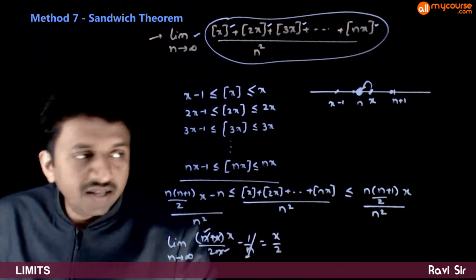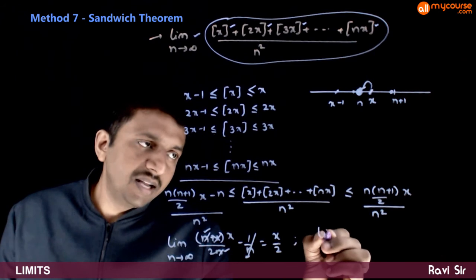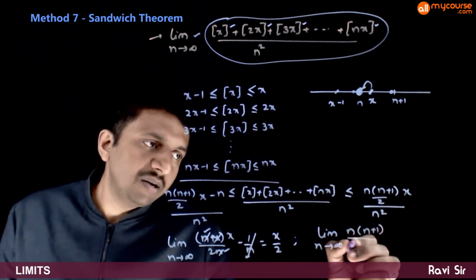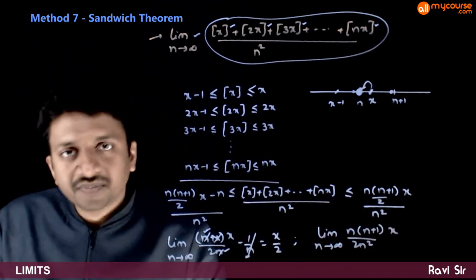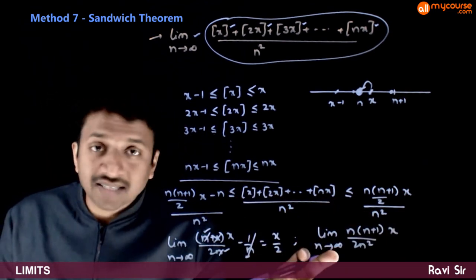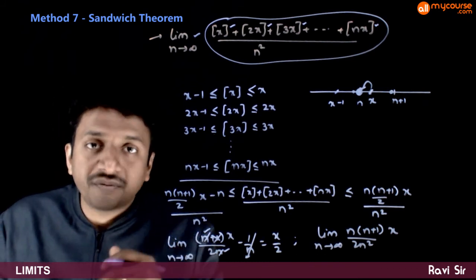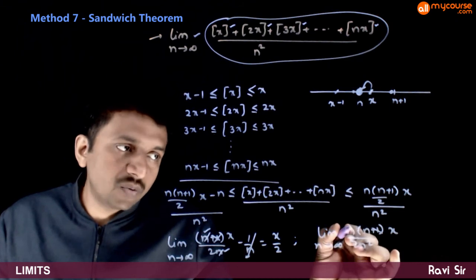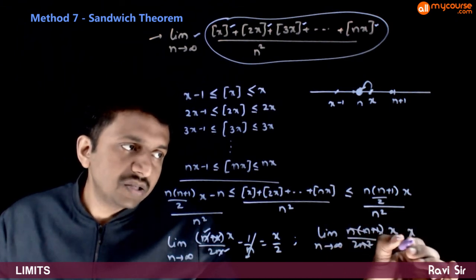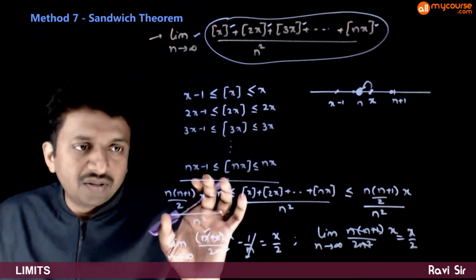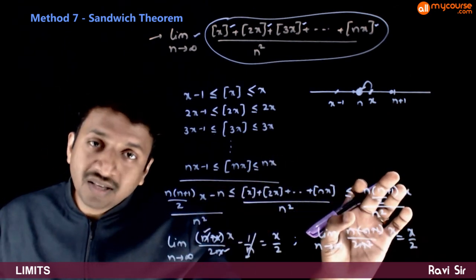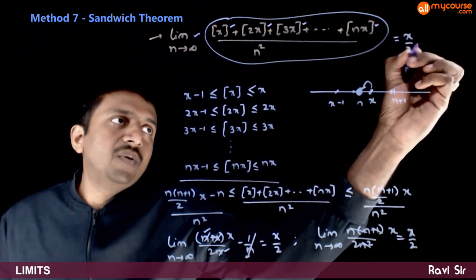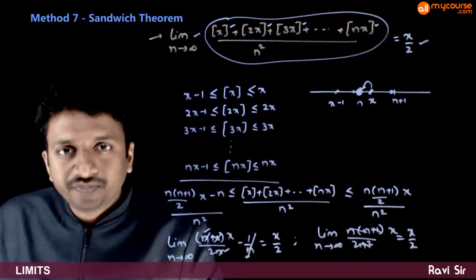Next let us go to this. Limit n tends to infinity n times n plus 1 by 2n square times x. Here also, as limit n tends to infinity, only the highest power of n matters. So this 1 can be neglected. So n square x by 2n square, and n square gets cancelled. So you're getting x by 2. So this limit is also x by 2. Hence the value of this limit will also be equal to x by 2.